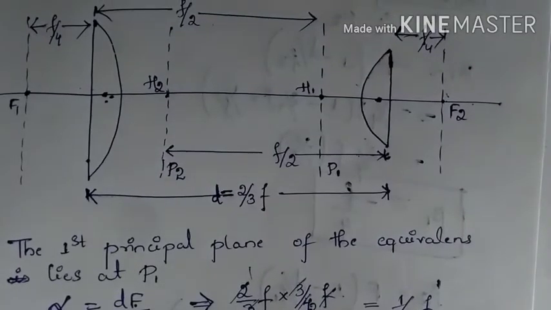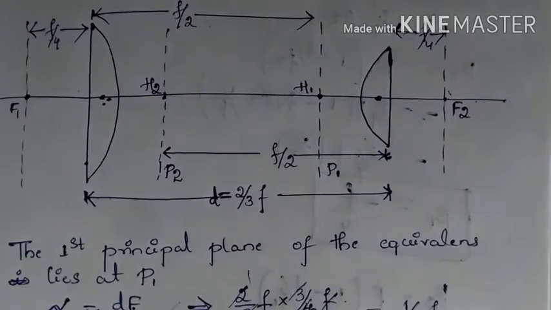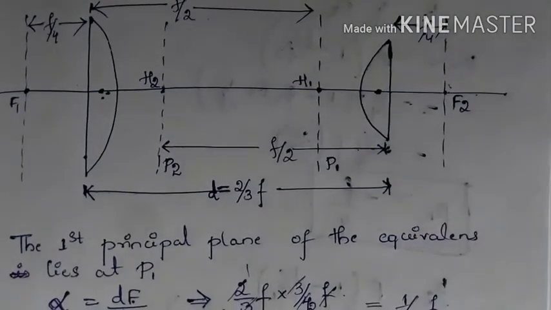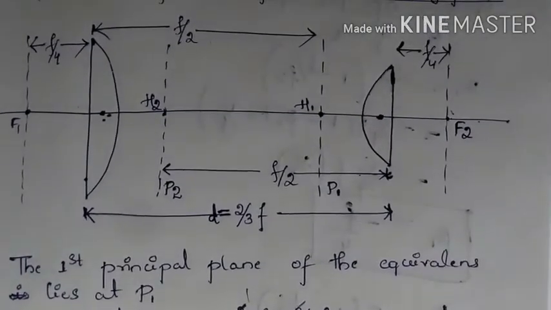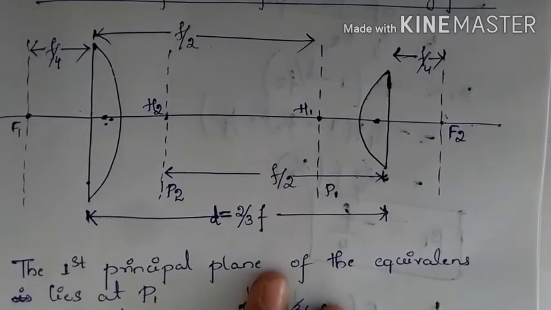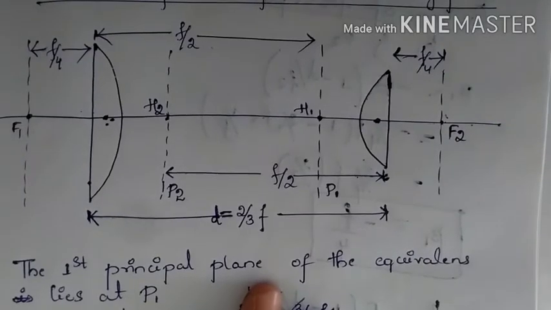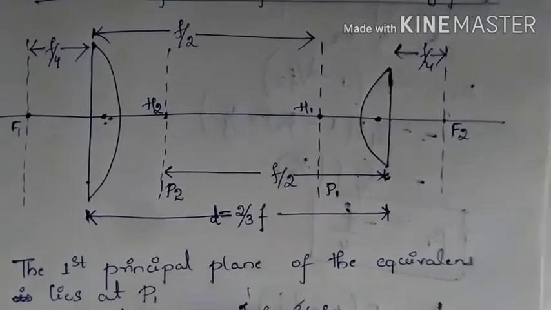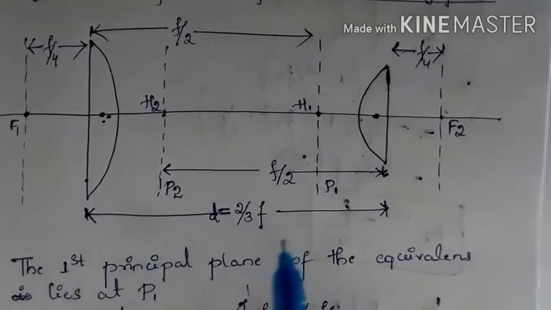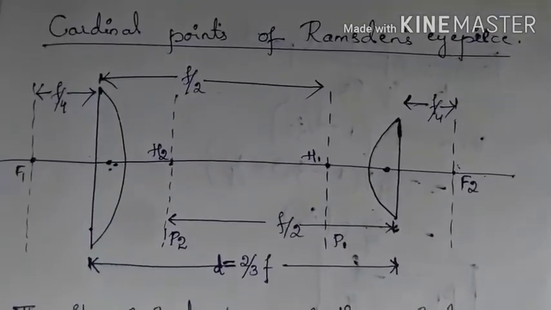So next we have the Huygens eyepiece. So let us learn what is Huygens eyepiece in the next section. So hope this section is clear to you all, what we have understood in this section. So first we started with the position of cross wires for Ramsden's eyepiece. Then we learned merits and demerits. Then we came to the cardinal points of the Ramsden's eyepiece.